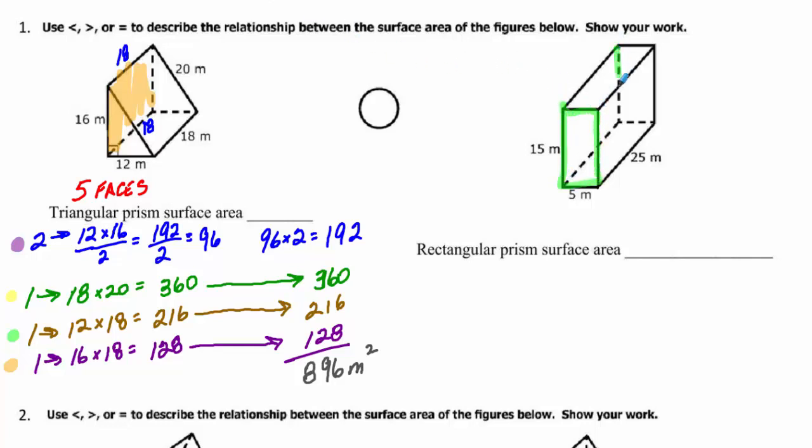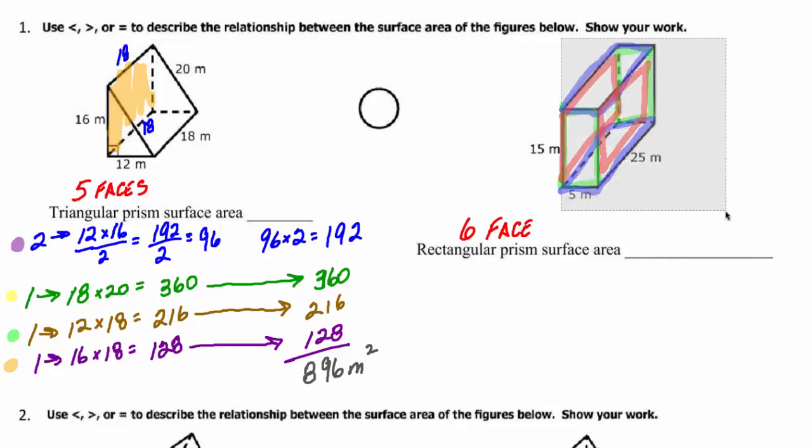I have this end, and there's one just like it there. I have this top, and there's one just like it on the bottom. And I have this side, and there's one just like it on the other side. So this problem has 6 faces. It's actually easier to solve because those faces all come in pairs. So I only need to calculate 3 faces and then double each of them.